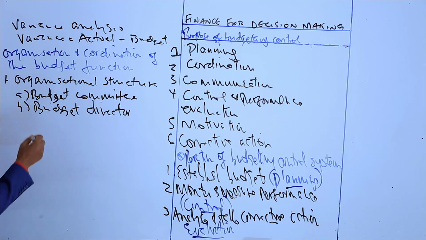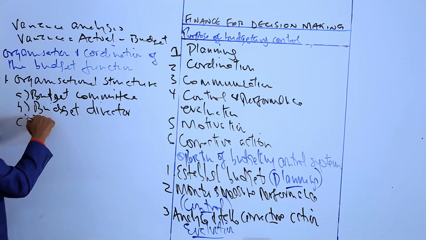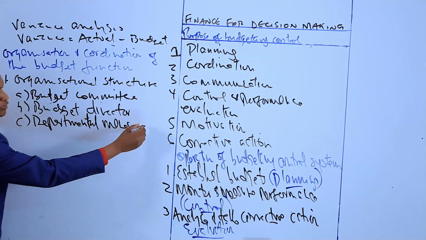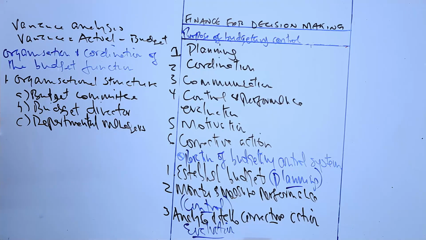Under this structure, we may have the departmental heads or departmental managers. The structure must also comprise the departmental managers. These are the budget holders. These are the managers responsible for the activities within their specific budget centers. Their role is to prepare their departmental budgets and also to control spending within their limits and explain any variances in their performance reports. Organization and coordination of the budget function requires organizational structure as the first thing.